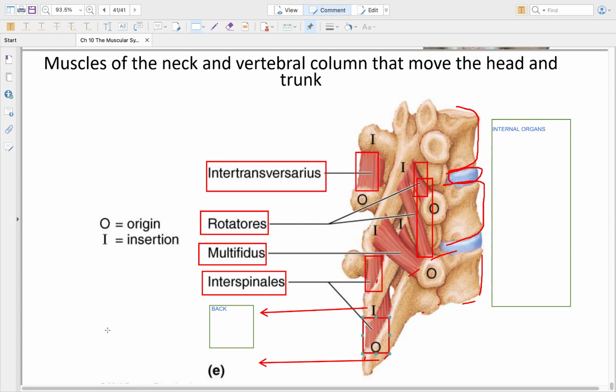All right, so you want to know all of the muscles of the face, neck, and vertebral column that we have covered in this lecture, and I will see you guys in part 2.